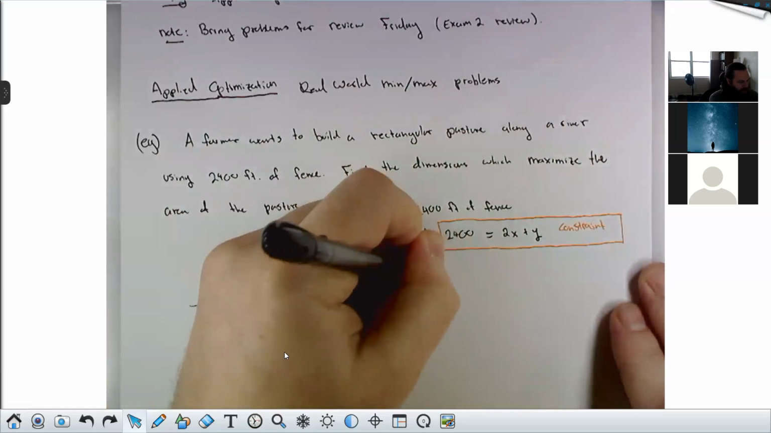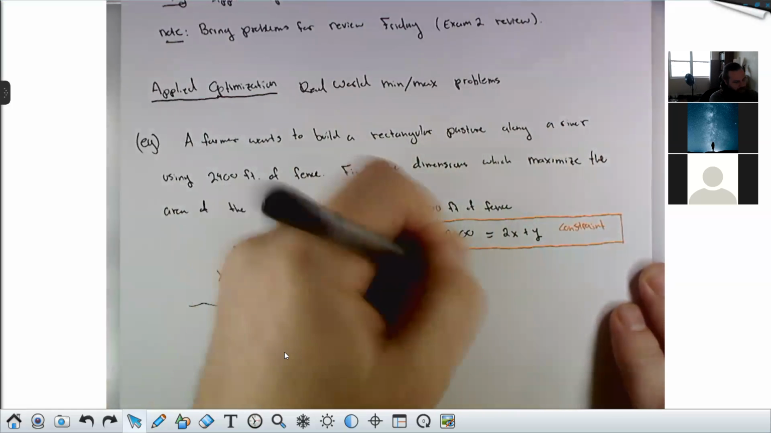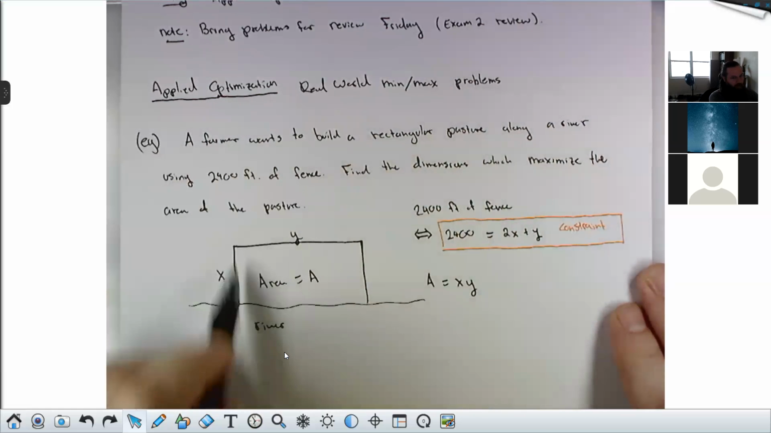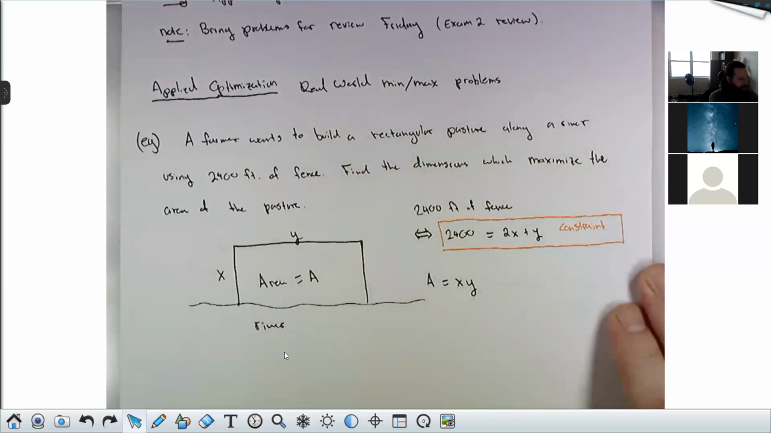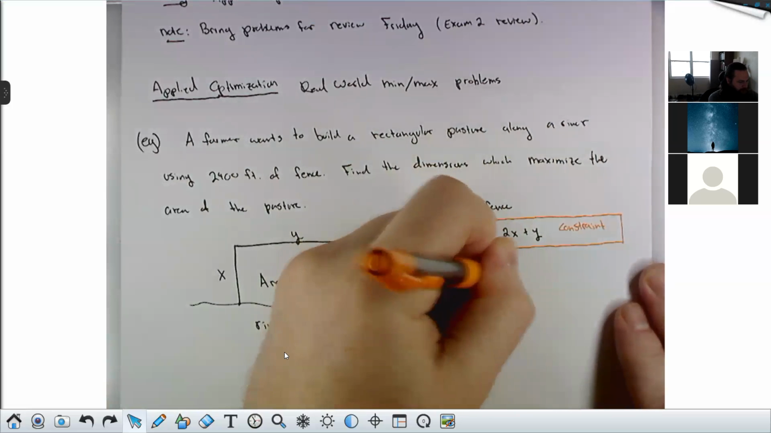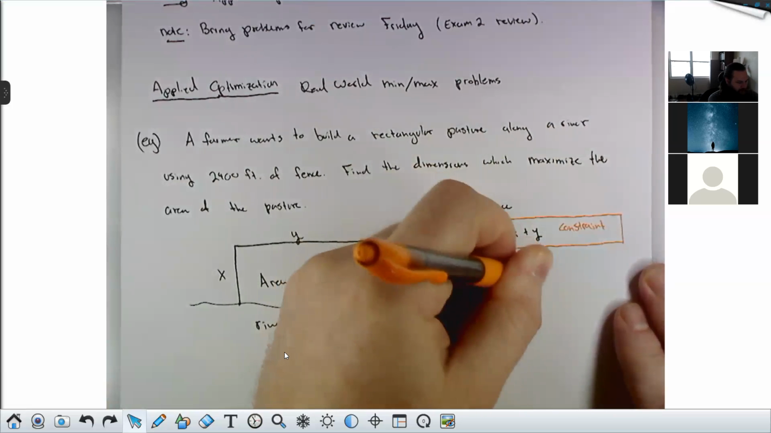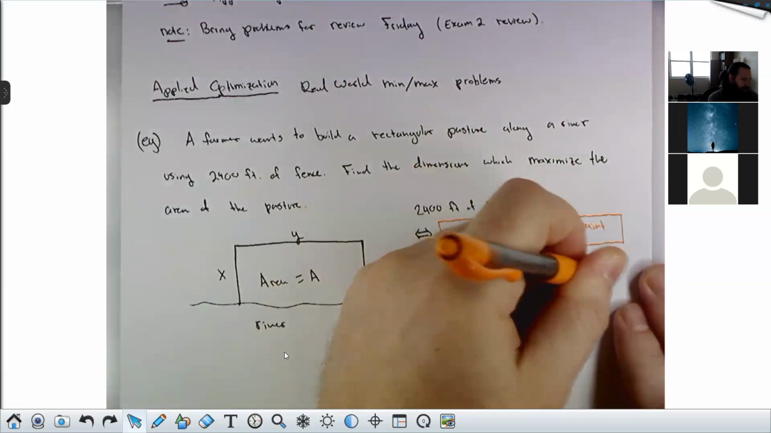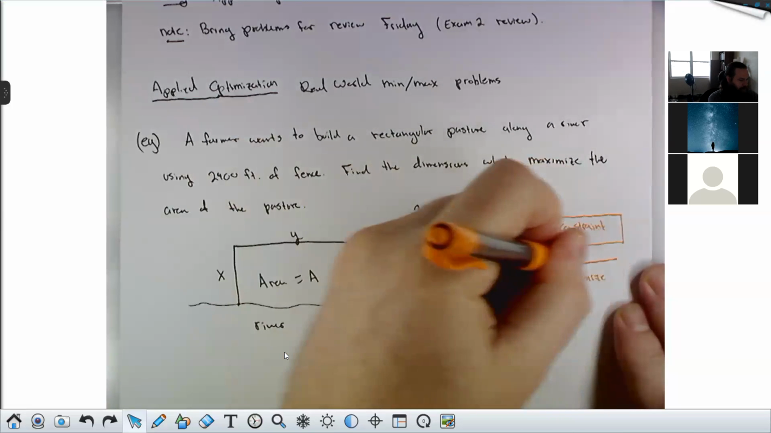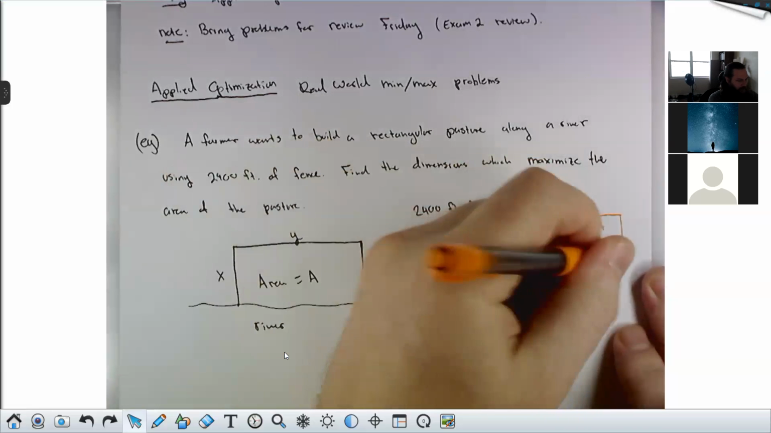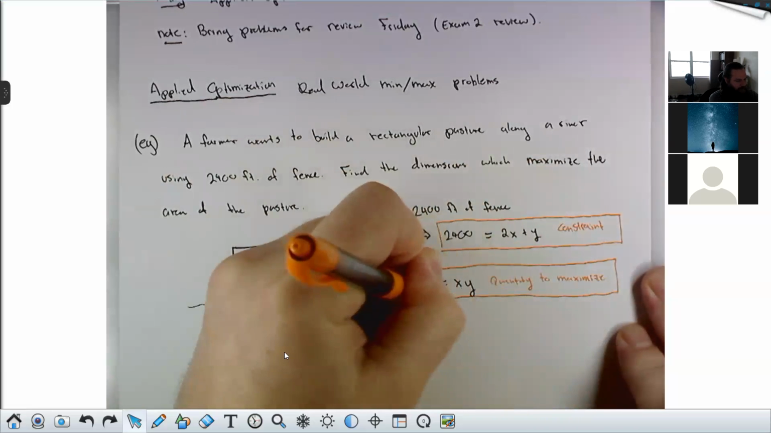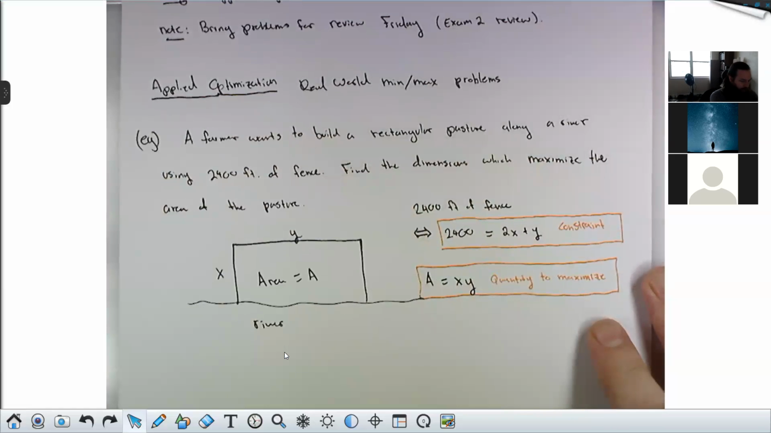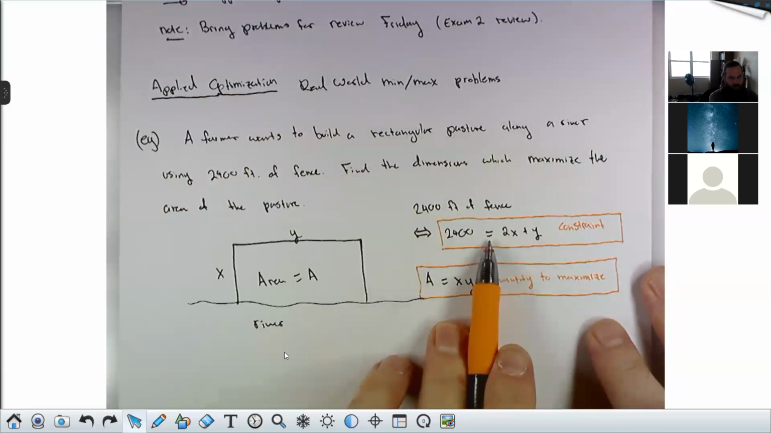The thing I want to maximize, the area, is just X times Y, like length times width. This is the quantity we want to maximize. So our goal, the language we use here, is we want to maximize this subject to this constraint.